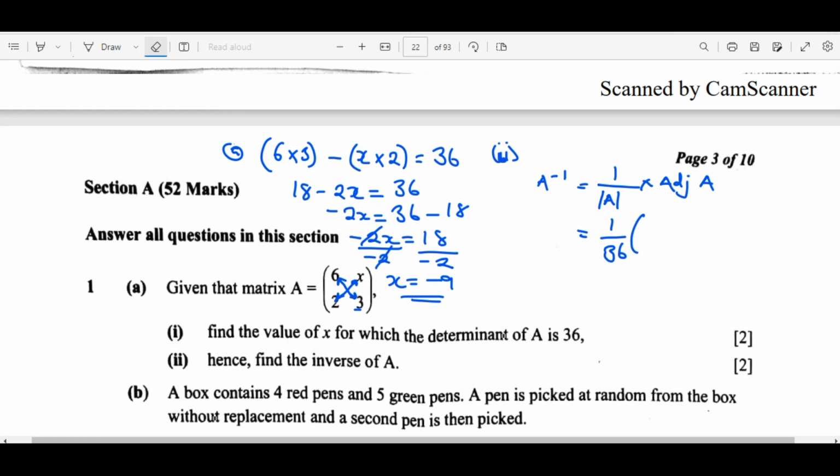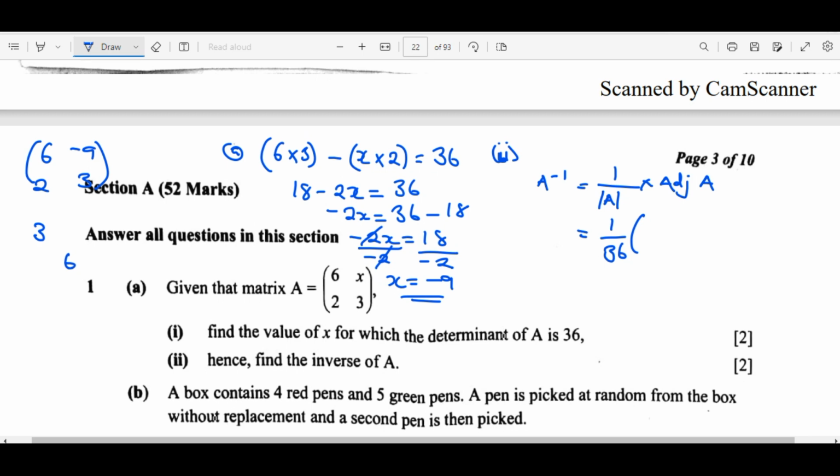Now what you have to do with the matrix which is given is change it. The numbers in the major diagonal are going to swap, but in the minor diagonal, you're just going to introduce a negative. So this is the matrix that we have: negative 9, 2, and 3. For us to come up with what we want, the numbers will swap in the major diagonal. So we're going to have 3, and then here we're going to have 6.